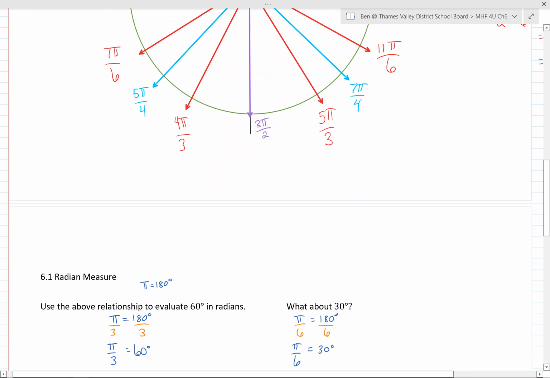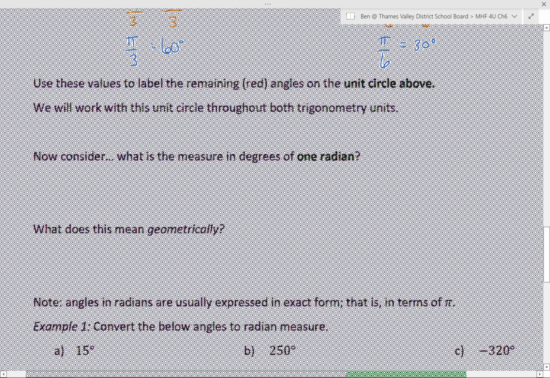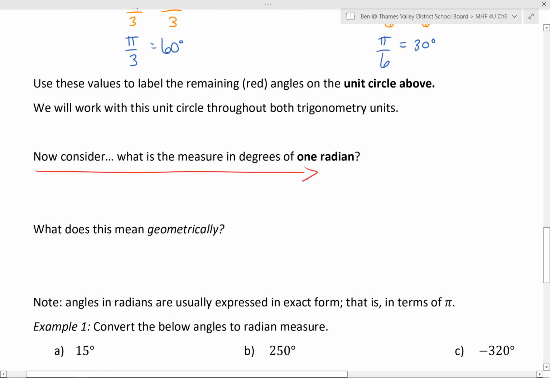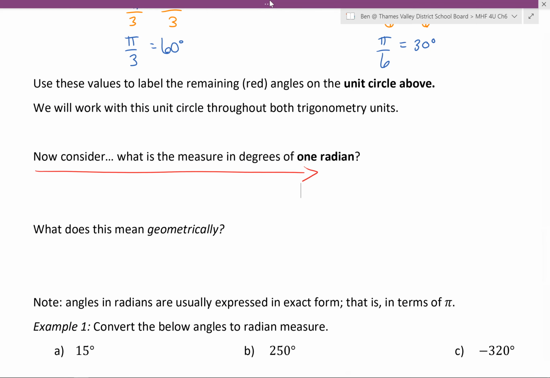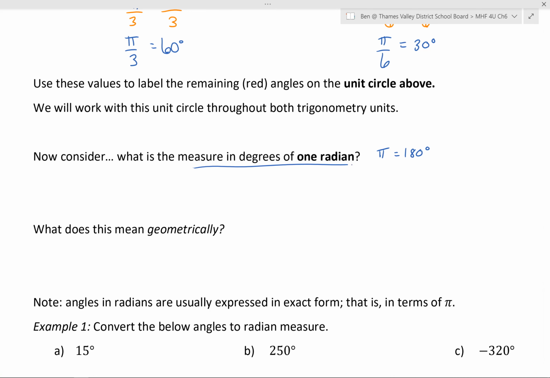All right, now let's keep right on moving forward. This really could have been called example 2, or example 1, but it wasn't, and that's okay. So we'll take a look. We'll use this same relationship, that pi radians equals 180 degrees, and try to find out what is the number of degrees in 1 radian.